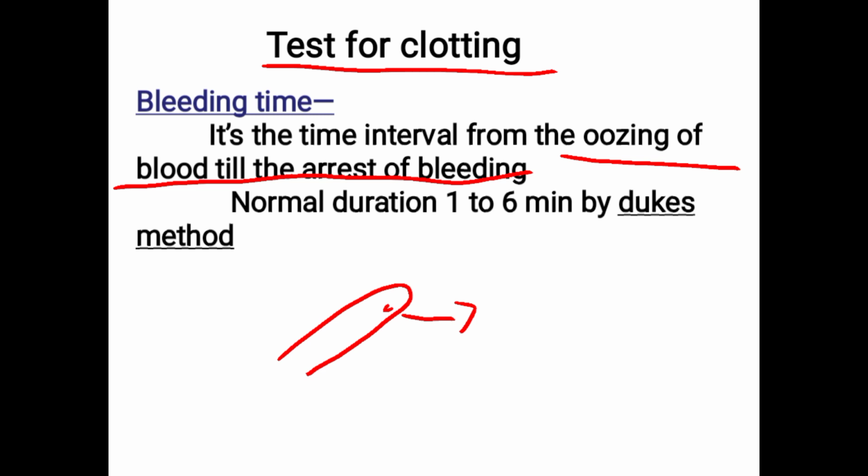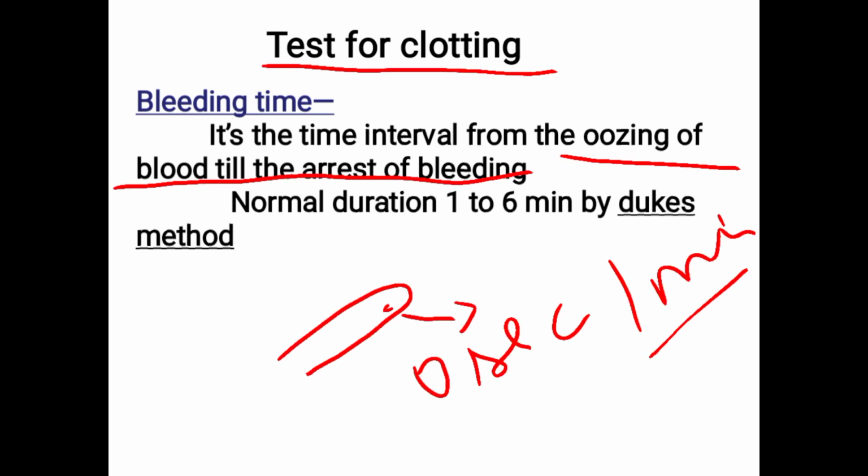Note that time, suppose this is 0 seconds. You started here, and now blood is coming. After some time it will stop. That time you have to mark. Suppose after 1 minute it will stop. That is the time interval from the oozing of the blood till the arrest or stoppage of bleeding. That is called bleeding time.